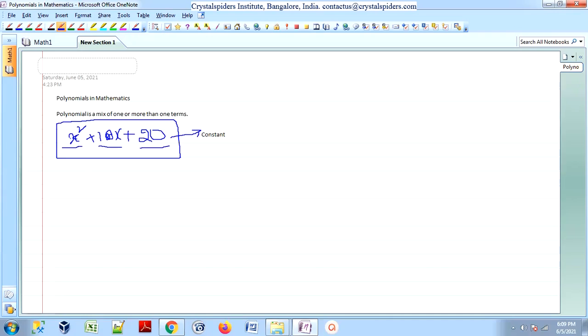From this polynomial, how can we say this is a polynomial? Let's understand. In this term, x square is one term, and its coefficient is 1, that is 1 into x square, and the exponent is 2. In any term, the coefficient should be non-zero.